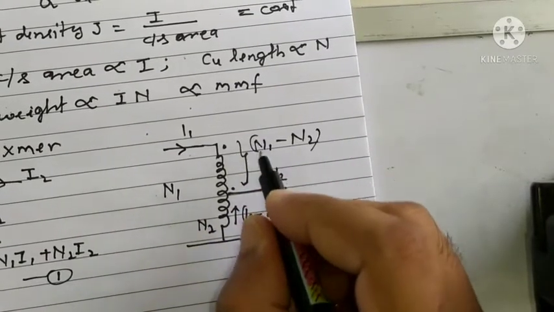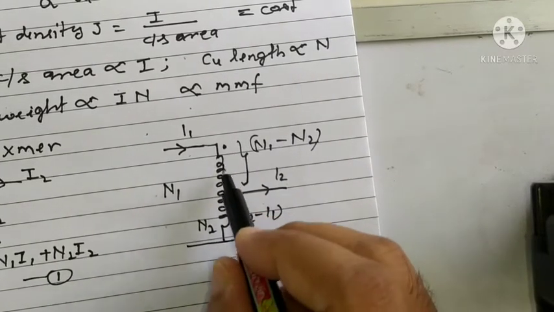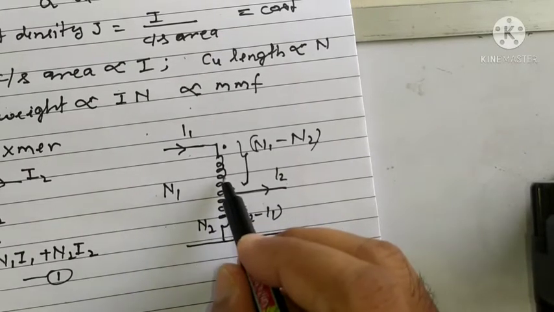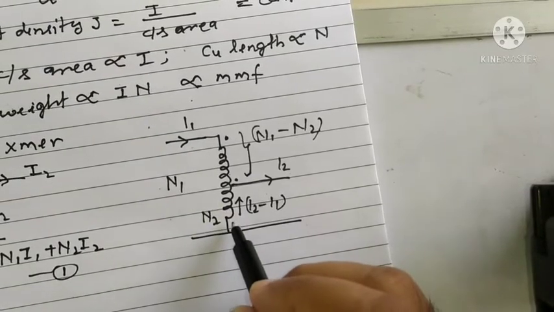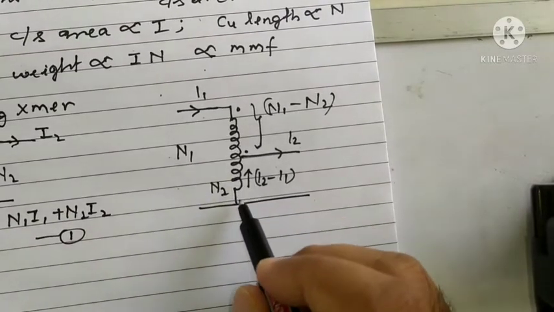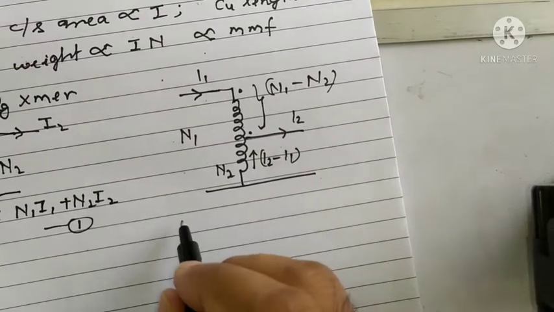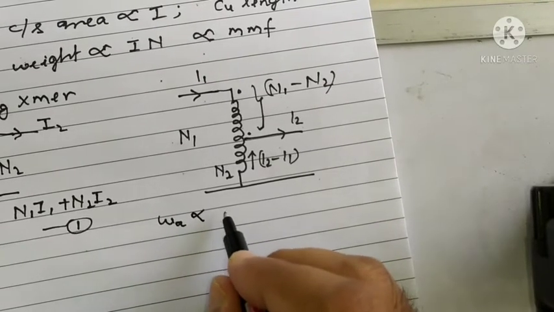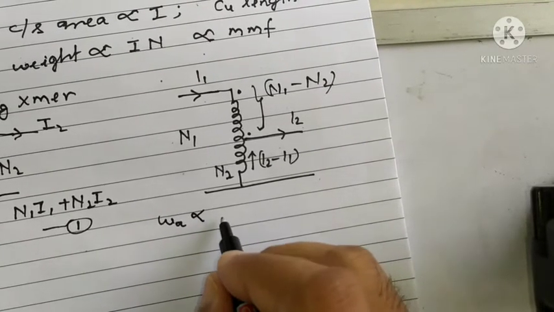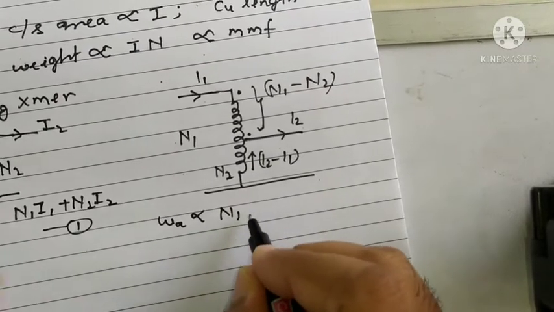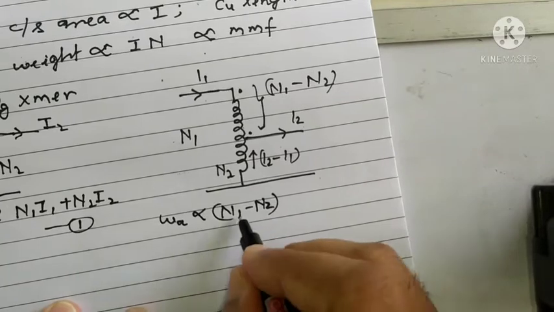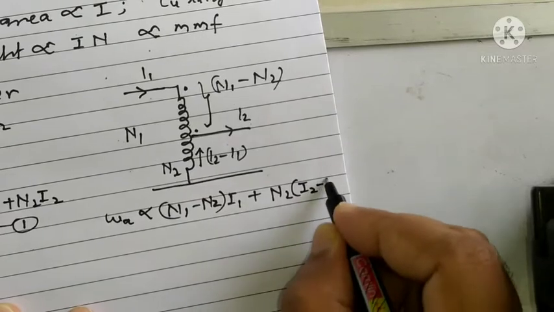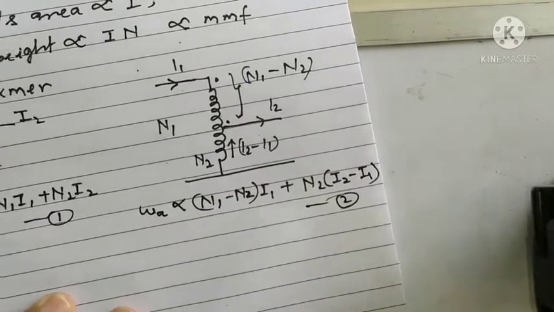So if I have to write mmf, I will write mmf with respect to this winding only. So this winding turns into current through this will be mmf of this portion, and for this portion mmf will be current in this portion into number of turns. So I can write here W auto, that is copper weight, is directly proportional to total mmf. Total mmf is N1 minus N2 into I1 plus N2 into I2 minus I1, number 2. So divide them.